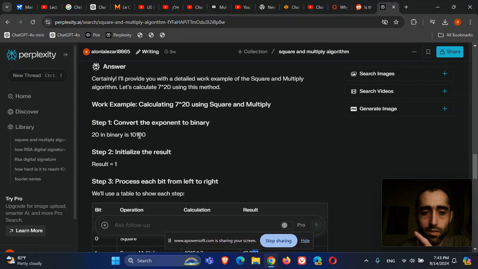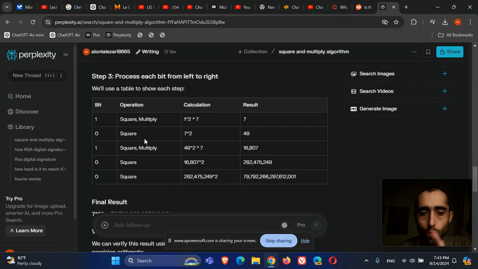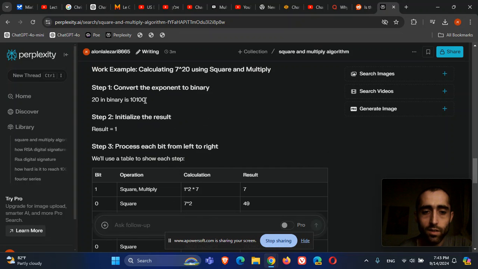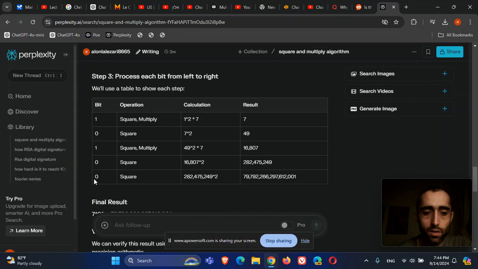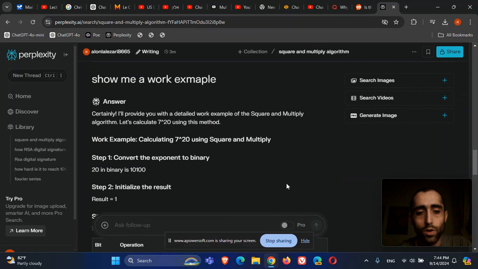The next bit is 0. We will just square. Take the result and square. Get the result. Continue. The next bit is 0, so just square the result. Take the result from the previous step and just square it. This is the result, and this is the process to take 7 to the power of 20.